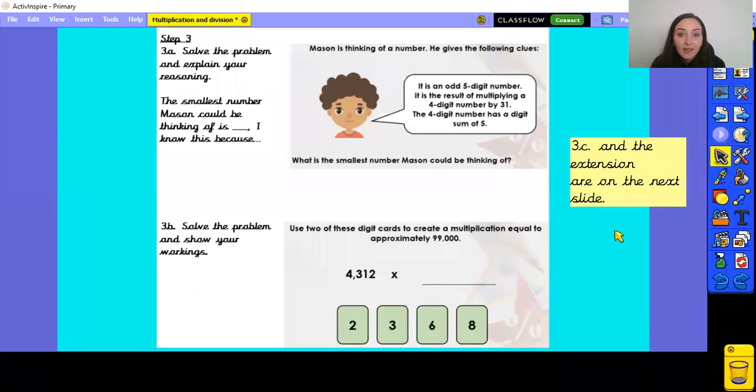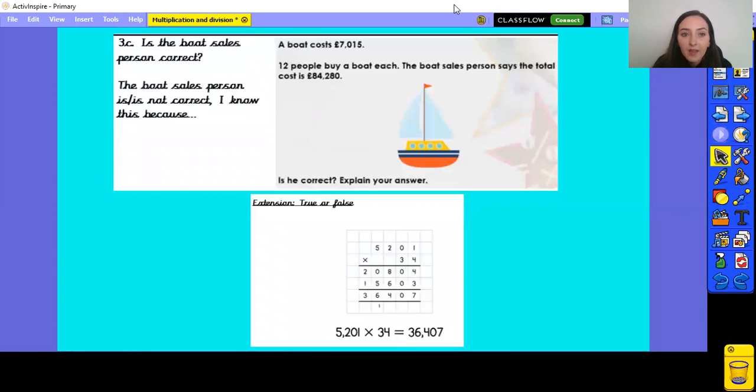Okay, so if you're feeling like a challenge, here is step 3 of the worksheet. So here you have 3A and 3B. And once you've done those, you need to press play to see 3C and the extension on the next slide. So pause the video now to complete those 2 questions in your book. Okay, so here is 3C and the extension of the worksheet. So again, pause the video to complete these in your book.